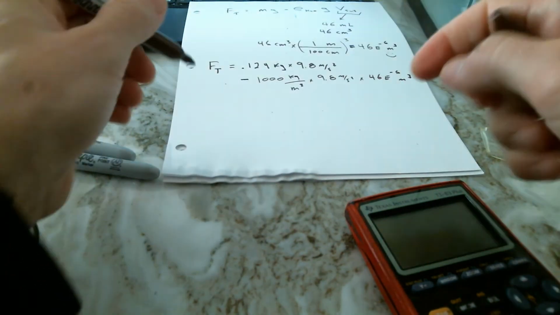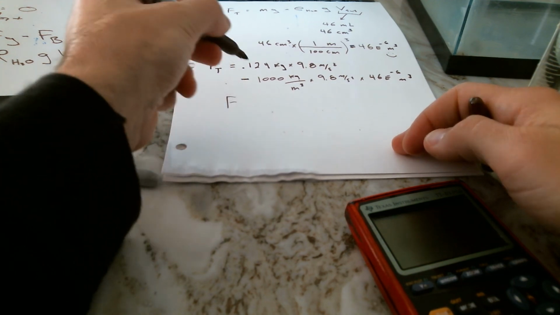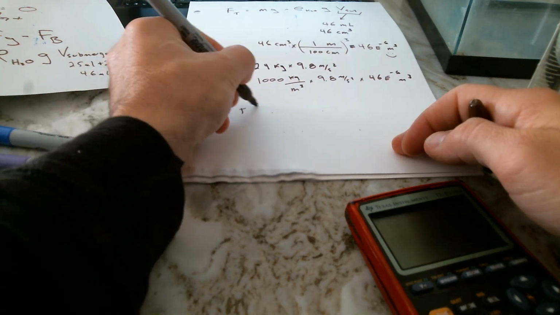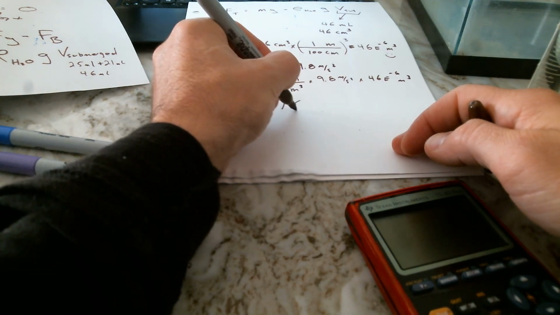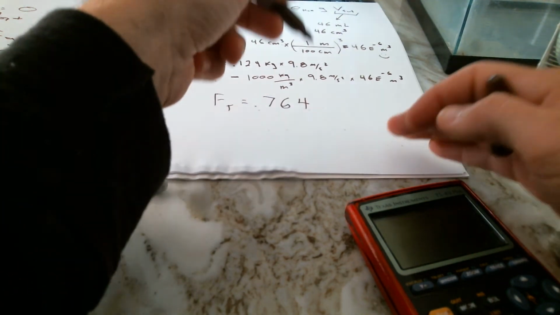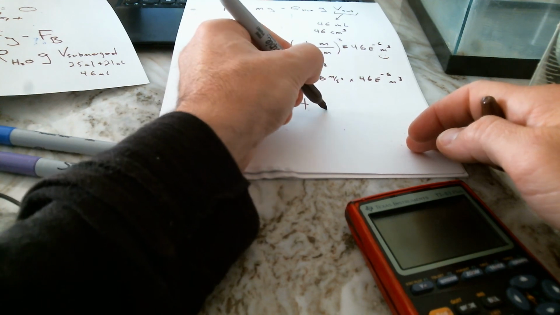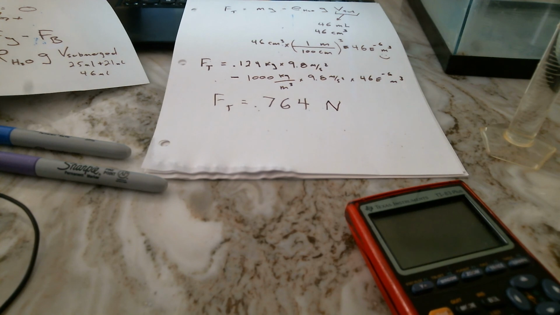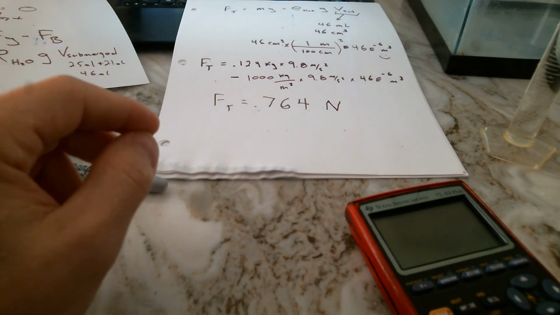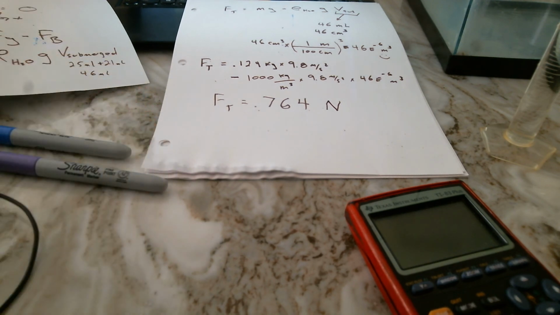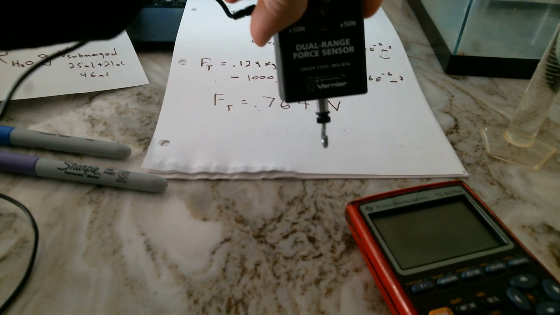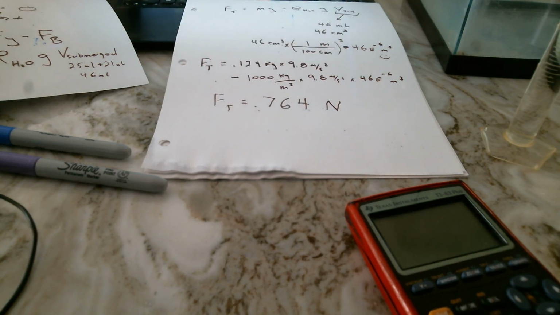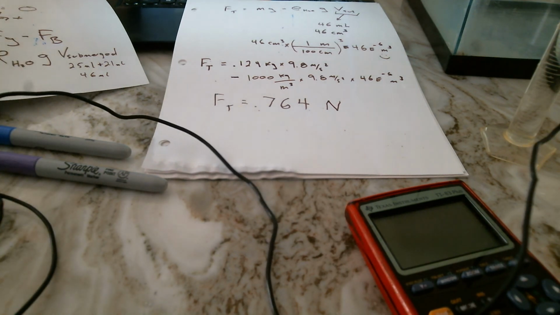is what this item says. The tension that we're predicting, the apparent weight, 0.764, and it said another digit. That's plenty. Newtons. All right, 0.764 newtons. That ought to be what this forceometer registers as the weight of this guy when it is submerged in the aquarium.